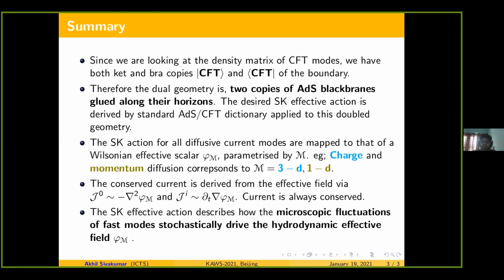And the fluctuating action, or the Schwinger-Keldysh effective action for the effective scalar phi_m, describes how the microscopic fluctuations of fast modes, which we integrated out, stochastically drive the hydrodynamic effective field phi_m, and in turn the currents, charge density and charge currents derived from it. Thank you.